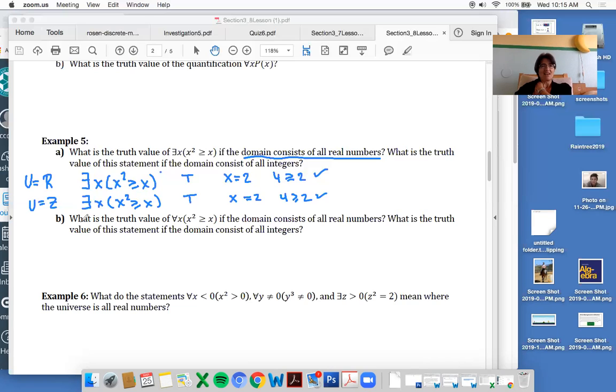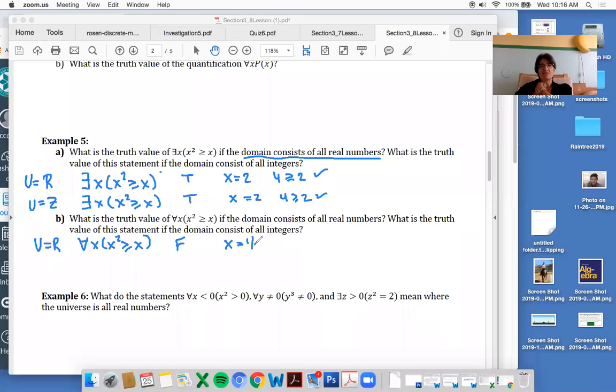All right. Now for B, let's look at the universal quantifier. See how this is different. Let's look at our universe being real numbers. So this one says that this inequality has to be true for every single real number. Okay, so now, is that true? The other way you can put that question is, can I find a value of x as a real number where this is going to be false? Right, so 1/2. This is going to be false because 1/2 is a counterexample.